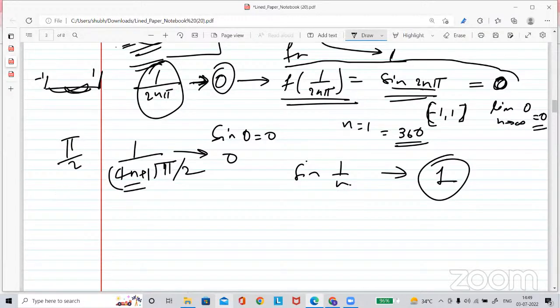No, not 3 pi by 2, that would be -1. For 4 pi by 2, no, 5 pi by 2, I think. Yeah, for 5 pi by 2 it will work. If you substitute 1 here, it is going to be 5 pi by 2. So it will work. It will give you a limit of 1, it will always give you 1.